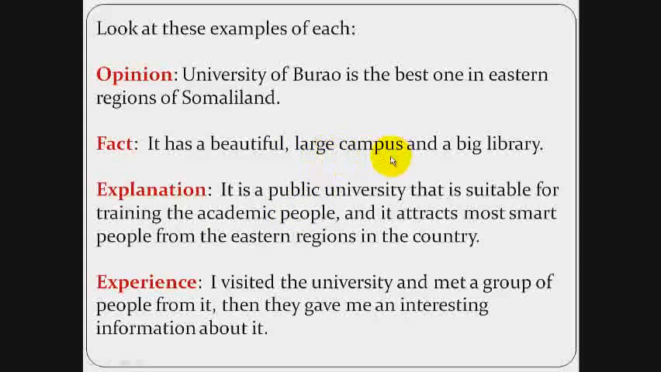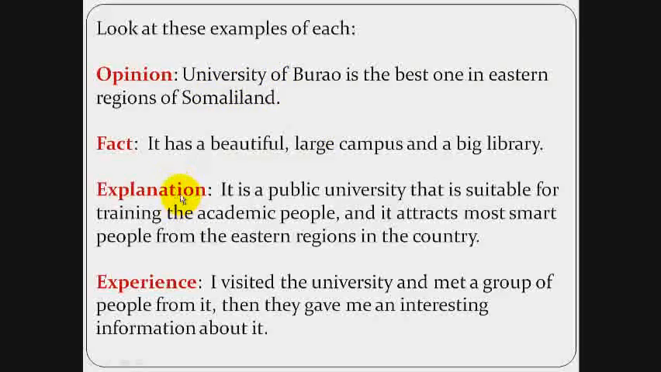And also Burqa has a big library. This is a fact. This is one of the points that make Burqa University the best one in the eastern regions of Somaliland. Thank you very much.